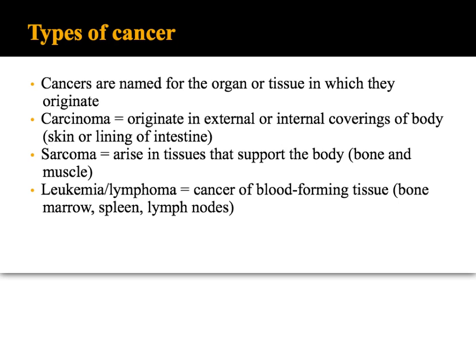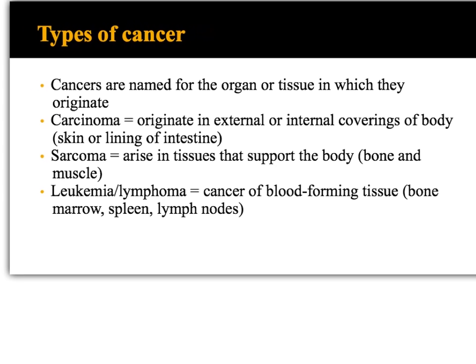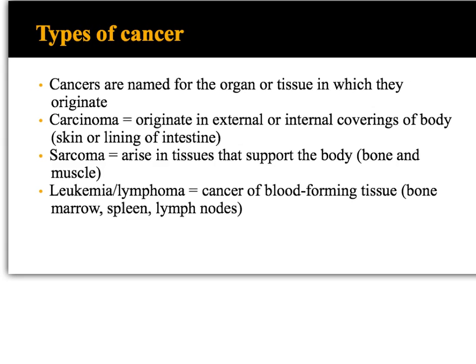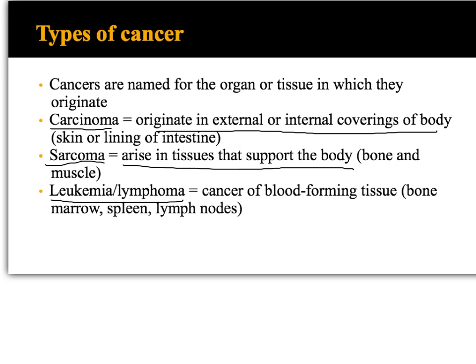As you might be aware, there are many different types of cancers, and an important thing to note is that cancers are named for the organ or tissue in which they originate. So if a cancer is called a carcinoma, that means the original mutated cancerous cell originated in either an external or internal covering of the body. So maybe it originated in the skin, for example. In a sarcoma, the original cancerous cell arose from a support tissue. So maybe you had a mutated bone cell or a muscle cell. And in either a leukemia or a lymphoma, your original mutated cell came from a blood cell. So a bone marrow cell perhaps, a cell in the spleen, or in the lymph nodes.